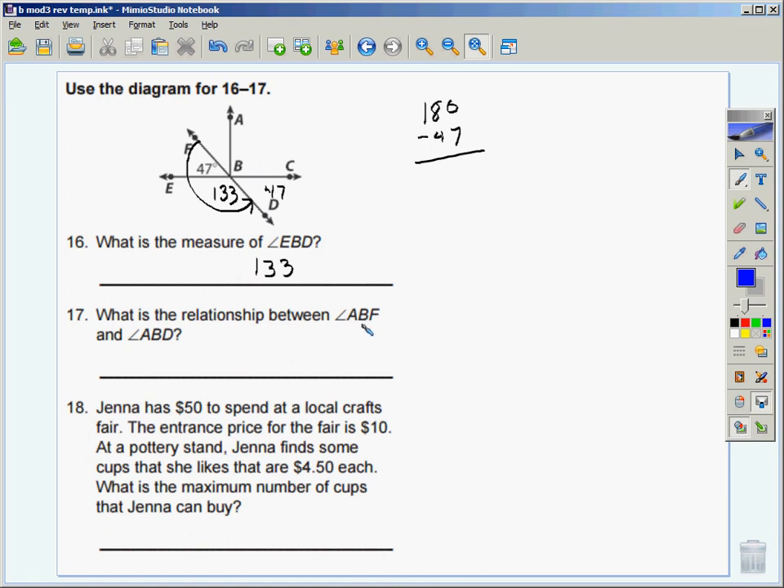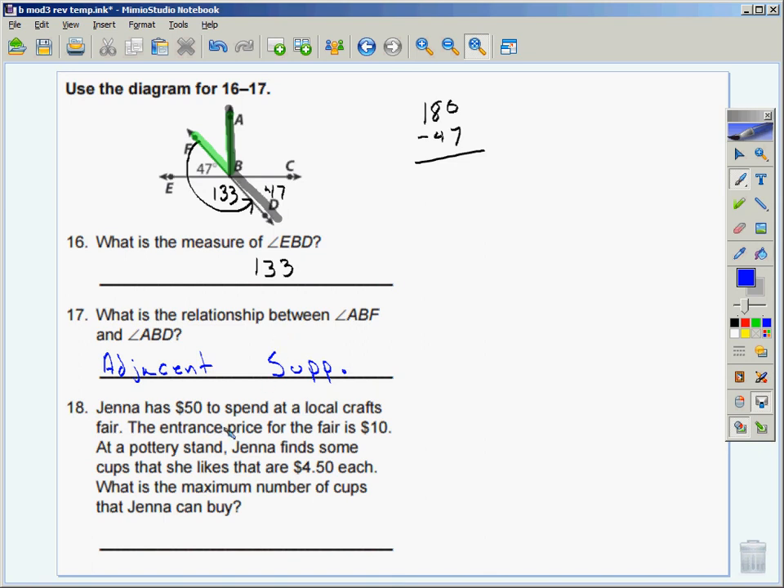What's the relationship between angle ABF and ABD? They are adjacent. They would also be supplementary because they form a straight line.